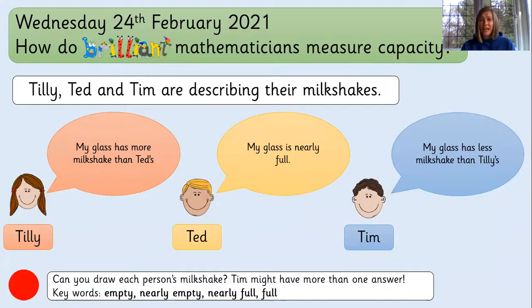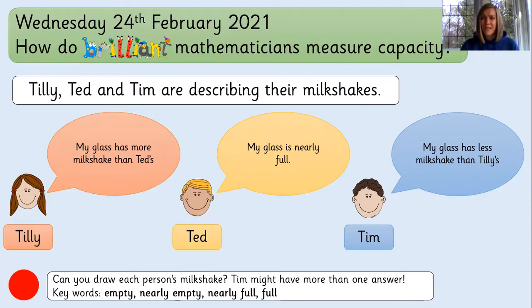And the final challenge we've got here, I've got friends Tilly, Ted, and Tim, and they're describing the milkshakes that they had. So Tilly says, my glass has more milkshake than Ted's. Ted says, my glass is nearly full. And Tim says, my glass has less milkshake than Tilly's.